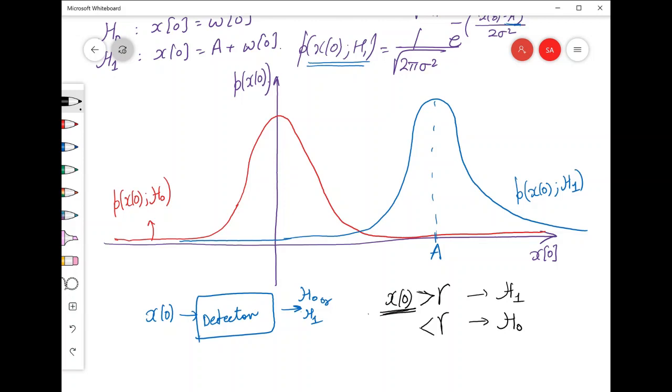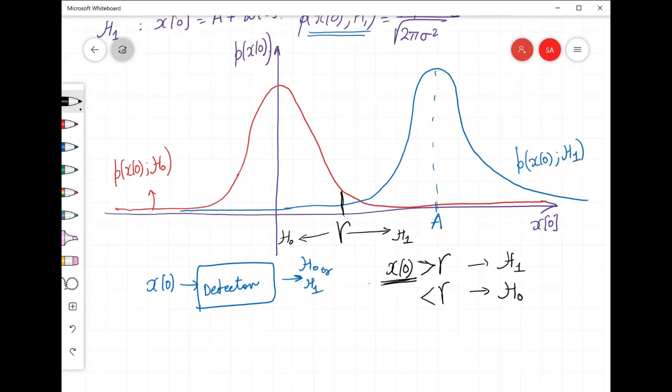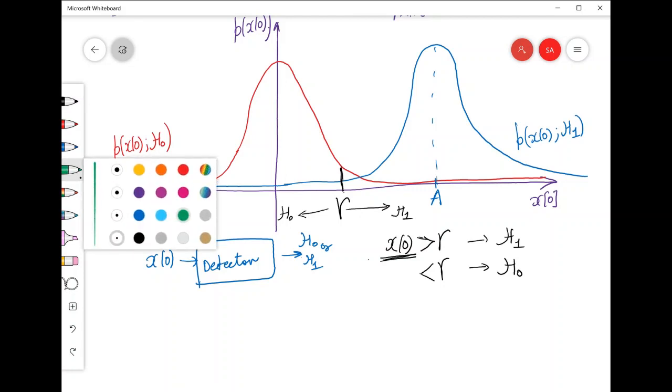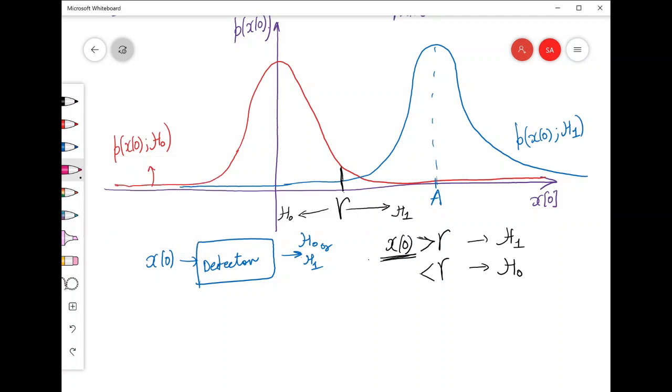Okay, so let me draw this. Let me take the gamma here. So let's take this one to be gamma. If I get x0 which is greater than gamma, I decide the h1 hypothesis to be correct. If it is less than gamma, I decide the h0 hypothesis to be correct. Now there could be 4 cases here. The 4 cases, I can highlight in this way. So let me write it. 4 cases.